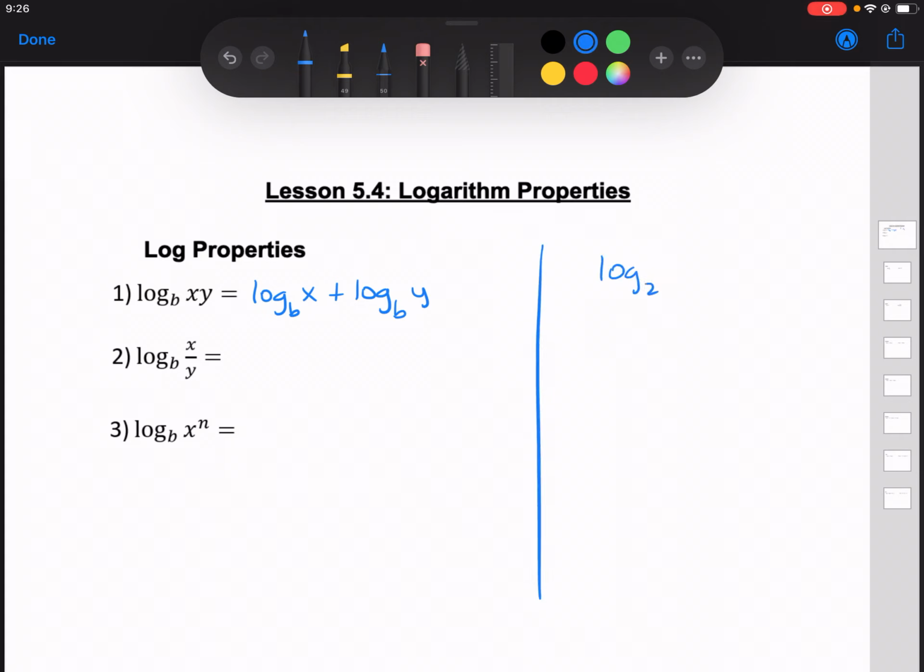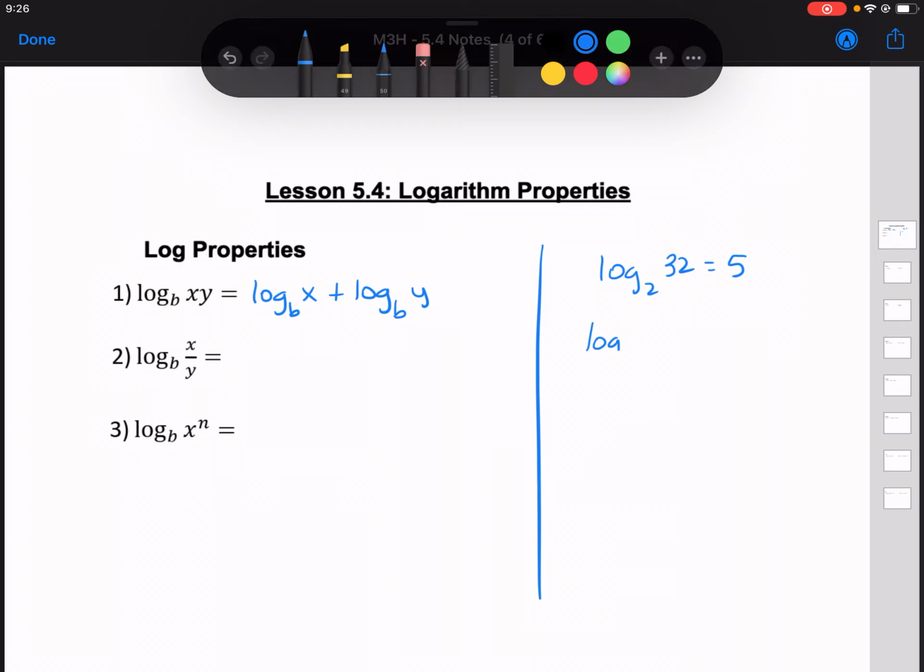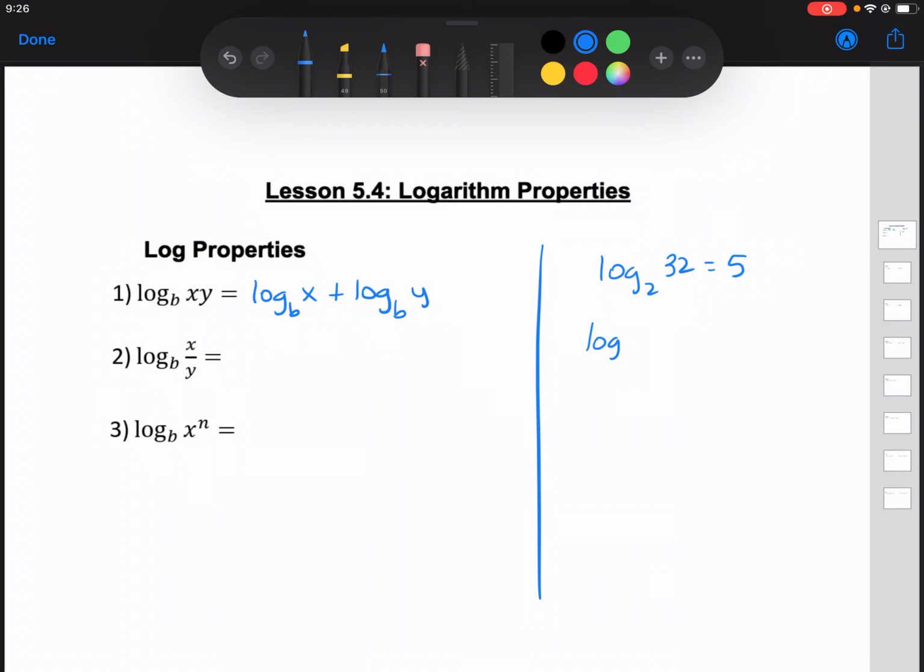So if I had log base 2 of 32, that's the same thing as 5, and that's because 2 to the 5th is 32, just as a reminder. Well, 32 is the same thing as 4 times 8. So I could, according to this property, split it up as log base 2 of 4 plus log base 2 of 8. And according to the property, that should give me the exact same answer.